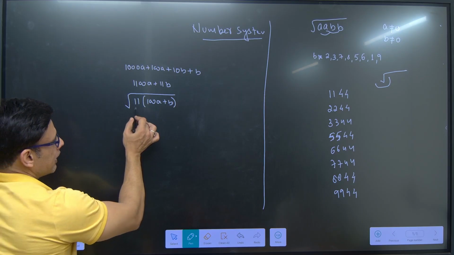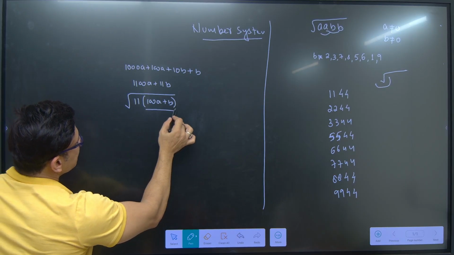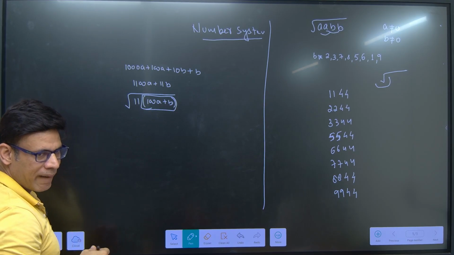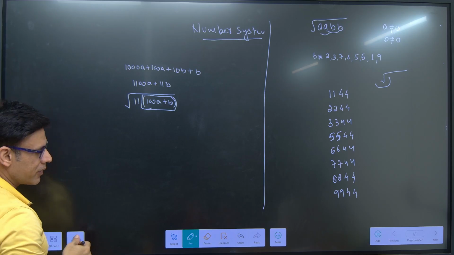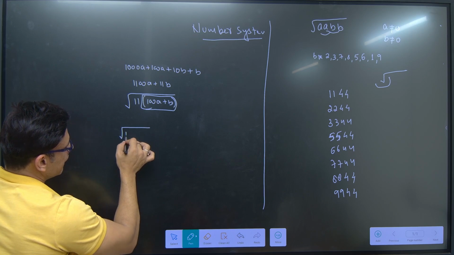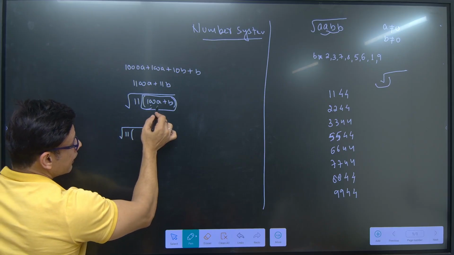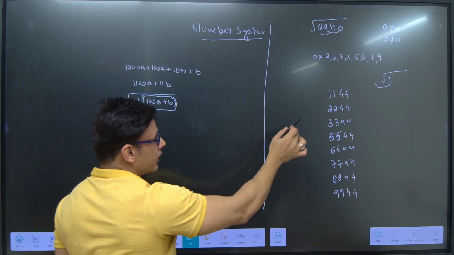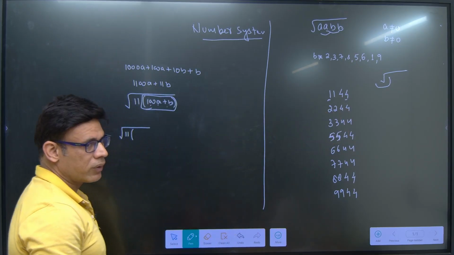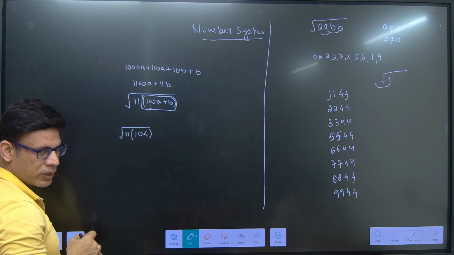So that means 11 is already there. After taking out 11, this number 100a plus b should also be divisible by 11. Very good. If I take 11 out of everything, what is left outside is one 11, and inside what is left? 100 times a plus b. This is your a and this is your b. So what is 100 times 1 plus 4? 104, right?